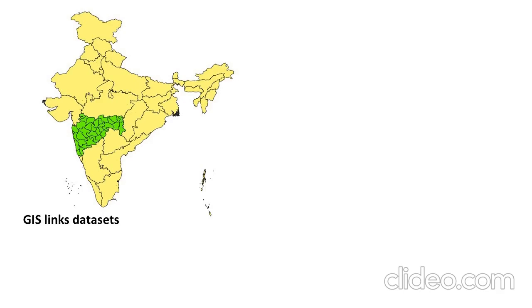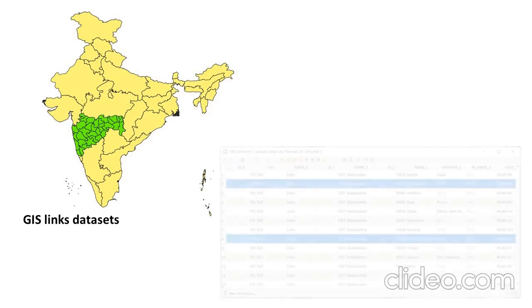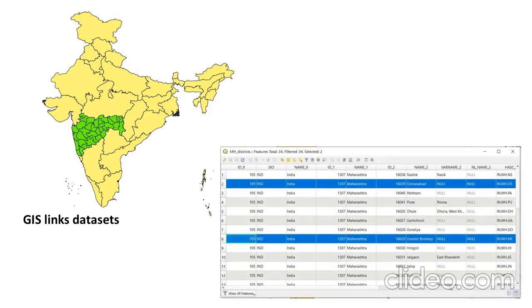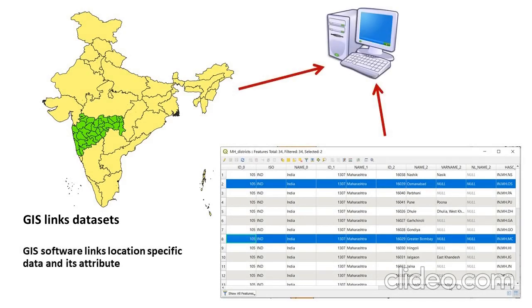These attributes are chosen by the users depending on the objective of analysis. The information containing attributes is often stored in a tabular format, as shown here. The GIS software links the features highlighted in the map with the tabular data comprising information of attributes of our interest. It links location specific data and its attributes and allows us to carry out further analysis.